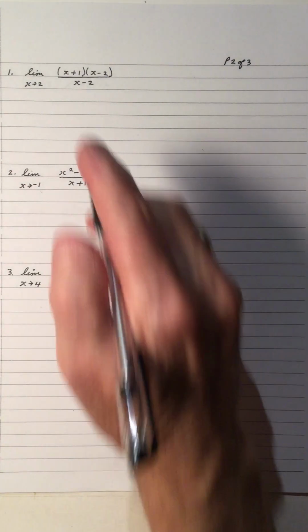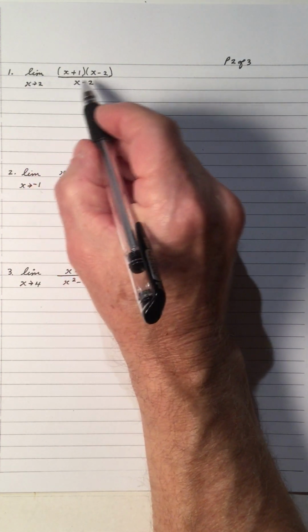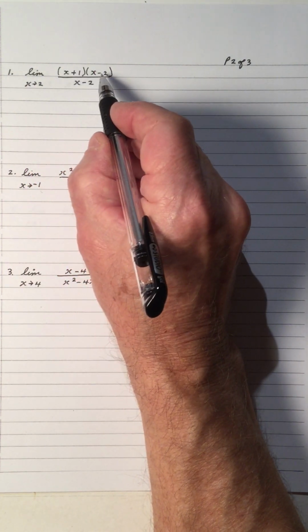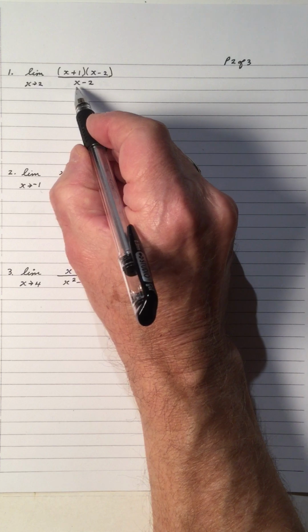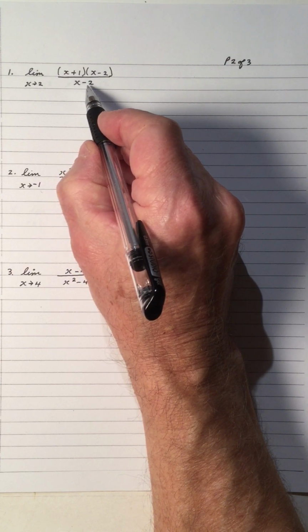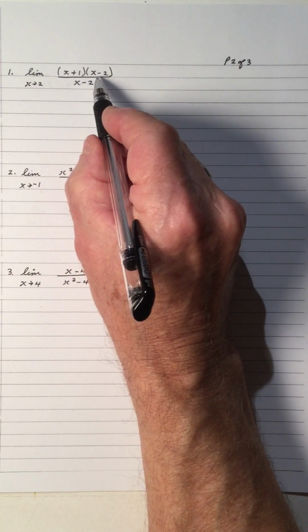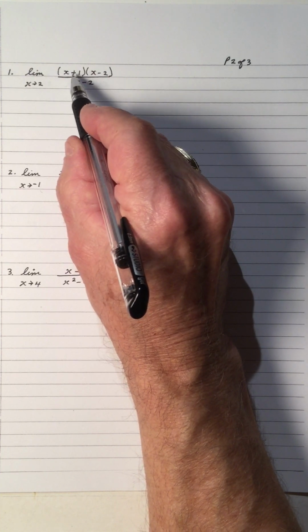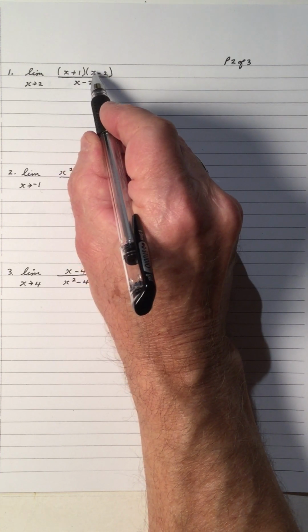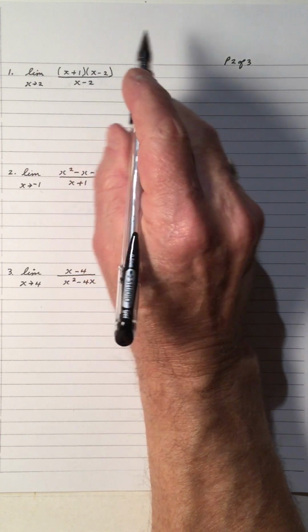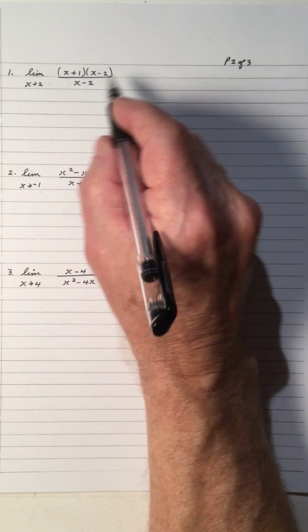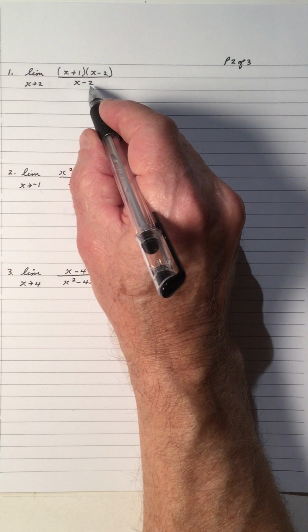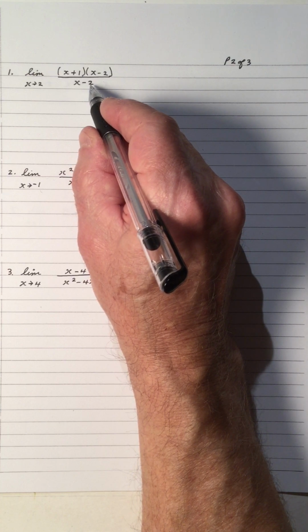So, the limit as x approaches 2 of (x plus 1)(x minus 2) divided by (x minus 2). If you put 2 in here, you get a 0. Put 2 in here, you get a 0. And you get a 3, so 3 times 0 is 0, so you get 0 over 0. It's what they call indeterminate.